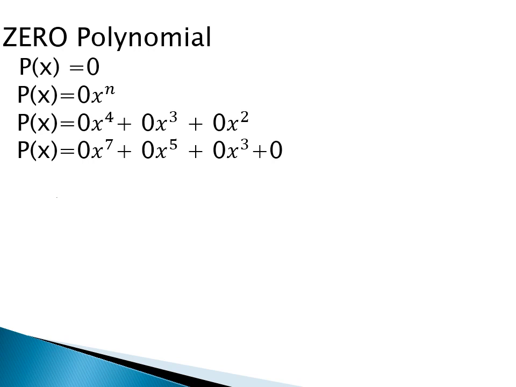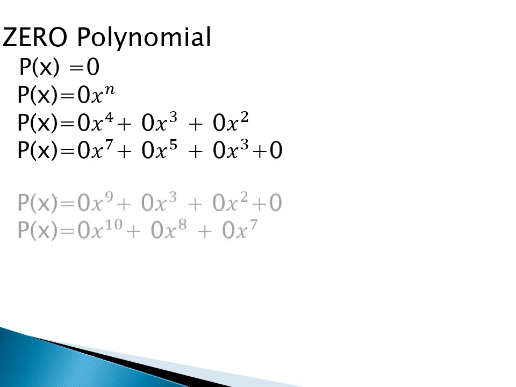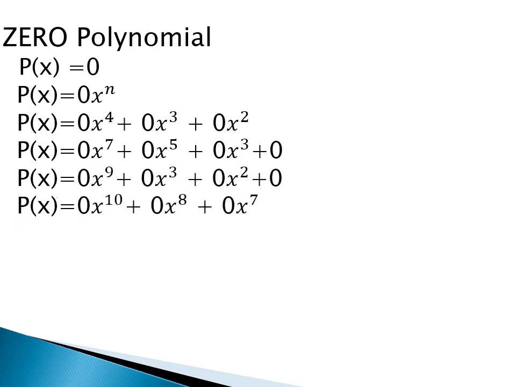In the previous example we said the degree is 4 for the same 0. Now we are saying the degree is 7. Now we can go for one more example. P of x equal to 0x raised to 9 plus 0x cube plus 0x square plus 0. All these examples, you are getting the final result as 0 only. So in the present two examples, what is the highest power? 9, and in the next example, 0x raised to 10 plus 0x raised to 8 plus 0x raised to 7.